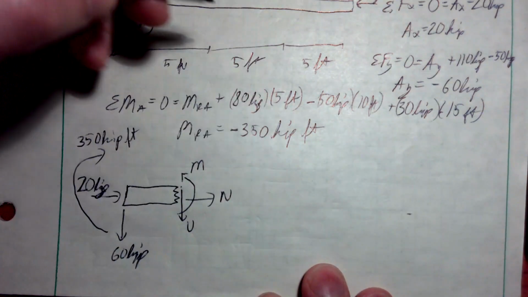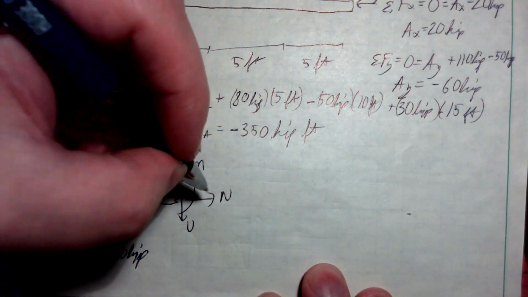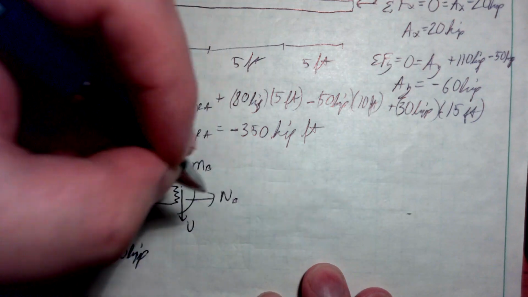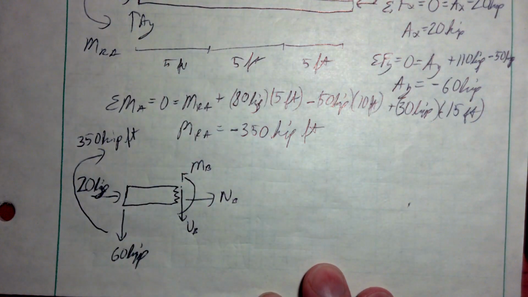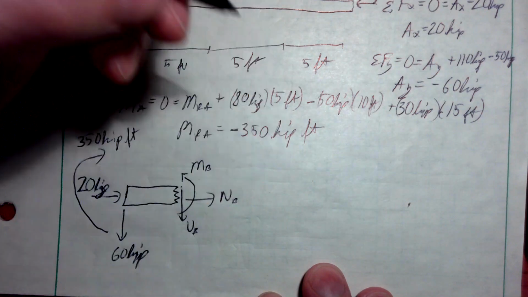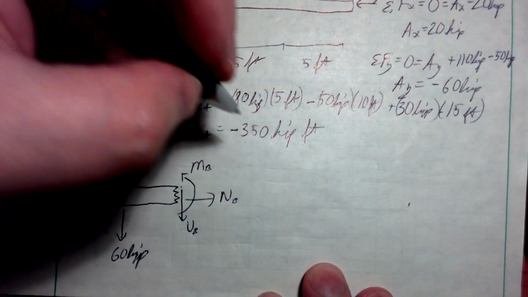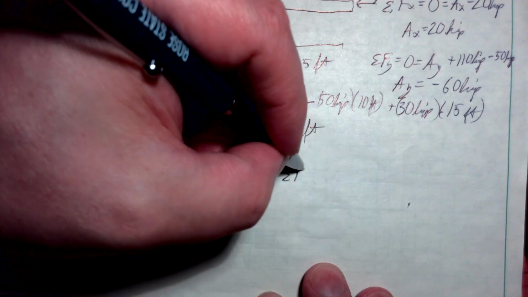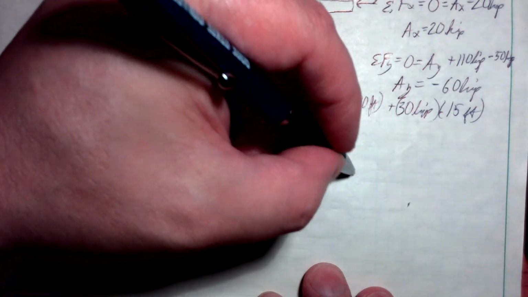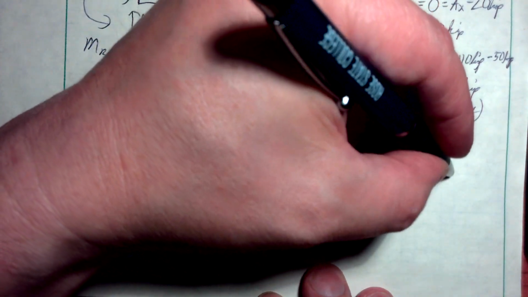And then the problem's asking us to find these. Since I've got two of them, I'm going to find these at B and I'm going to find these at C. So I'm going to label these for point B and go ahead and write your equations here. This one's pretty simple, right? I think you can say, well, sum of forces in the X direction equal to 0. That's going to yield you that the normal force is going to be a negative 20 kips.